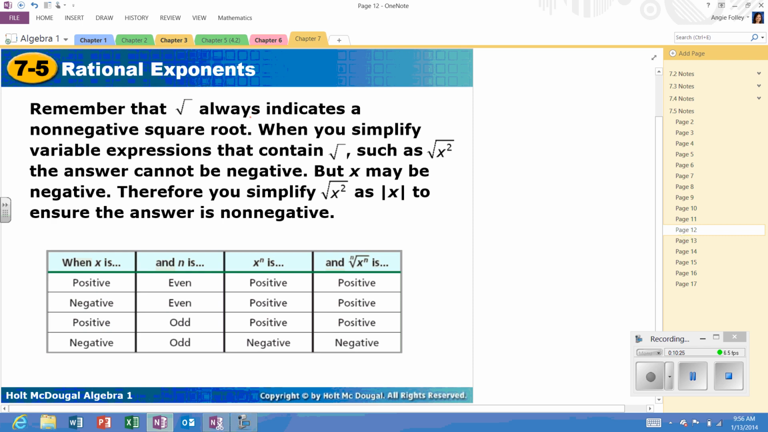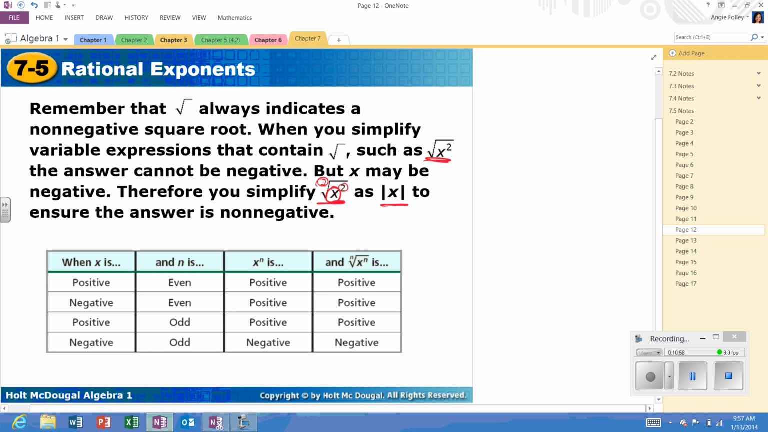Just remember that the radical sign always indicates a non-negative square root. If you simplify a variable expression that has a radical sign, like the square root of x squared, the answer cannot be negative, but x itself may be negative. Therefore, if you simplify the square root of x squared, remember that if we have the same index here and the same power here, those cancel and we just have what's left inside. You have to write it as the absolute value of x to make sure that you get a non-negative answer.